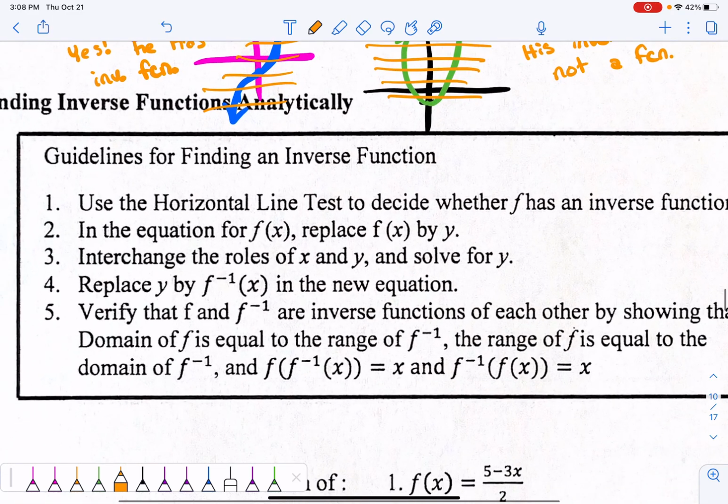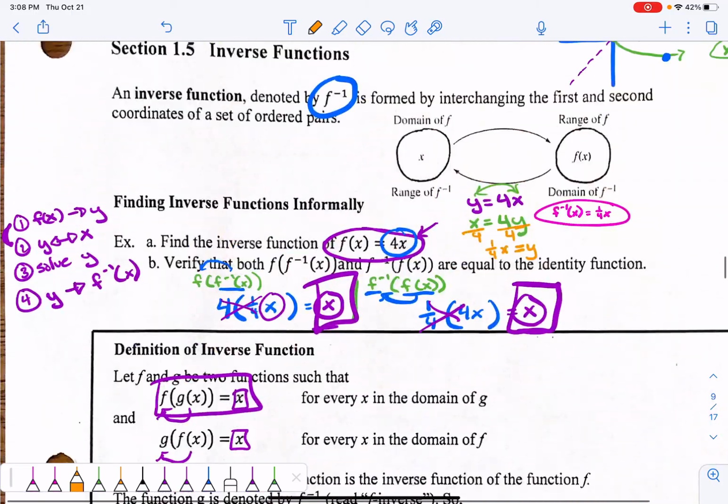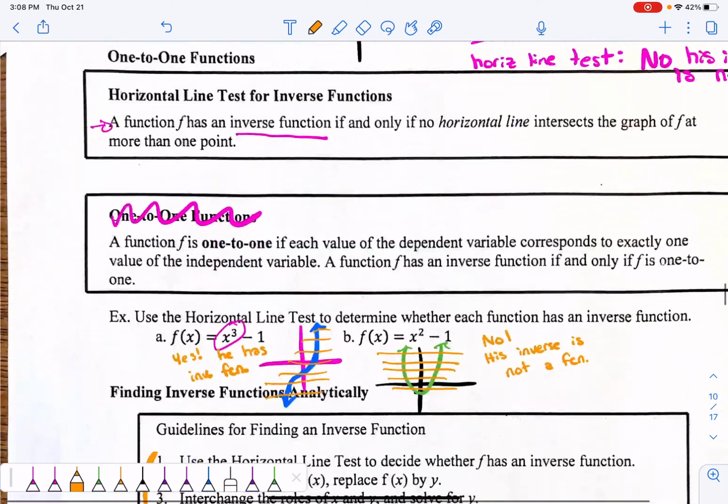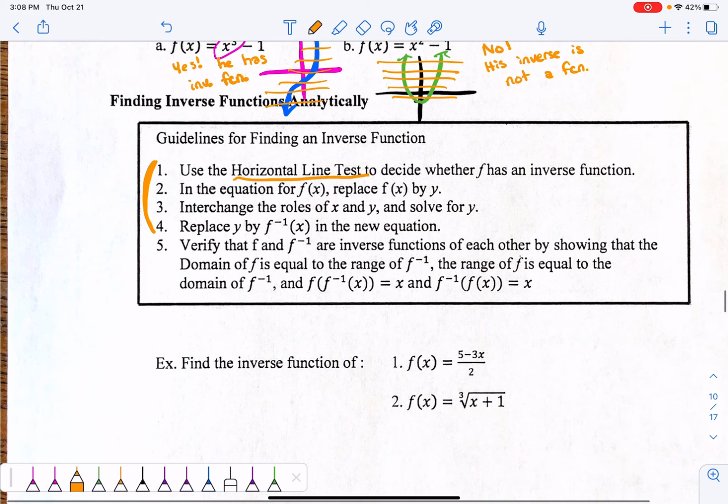All right, guidelines for finding an inverse function. They give 5 steps. Steps 1 through 4 are a consolidation of the steps 1 through 4 that I did up here, except I think they combine some of these steps, and they add in a horizontal line test to decide whether it even has an inverse function or not. Then step number 5 is using composition to plug one inside of the other to see whether you did it correctly. And when you compose them, they have to end up boiling down to x.